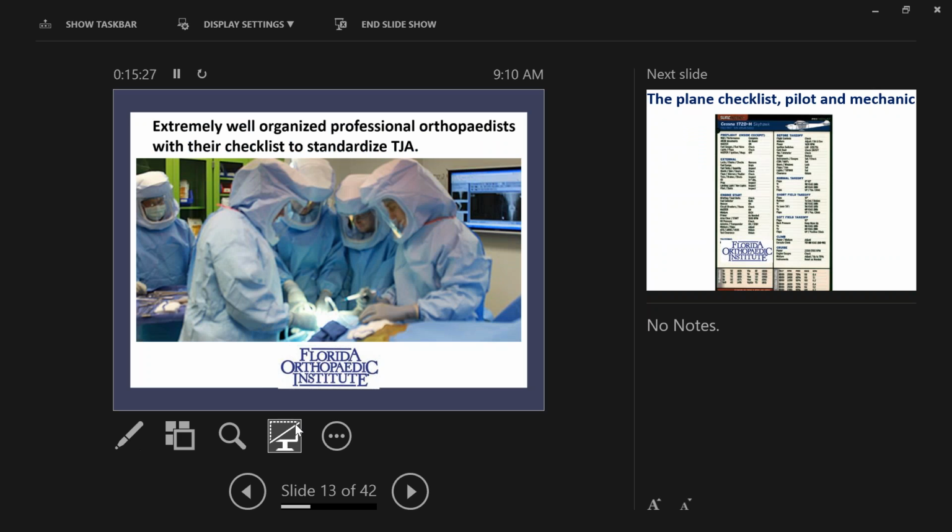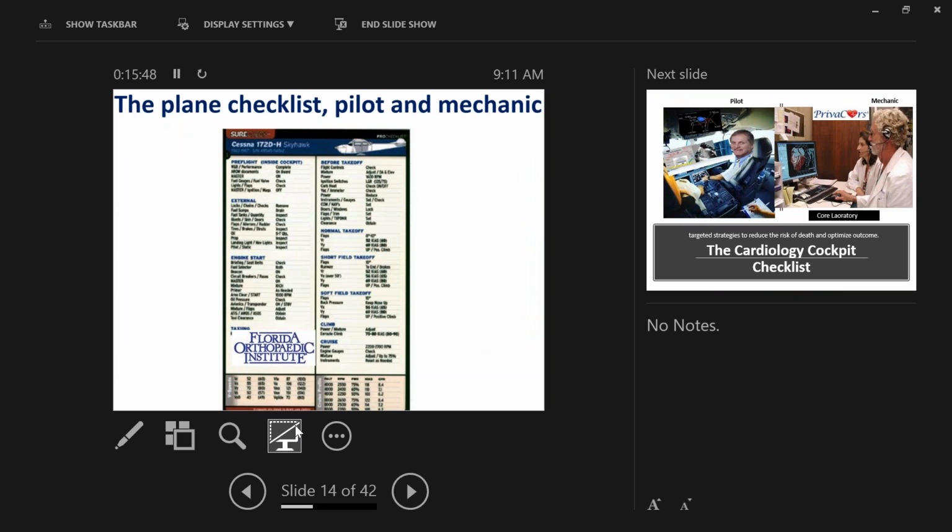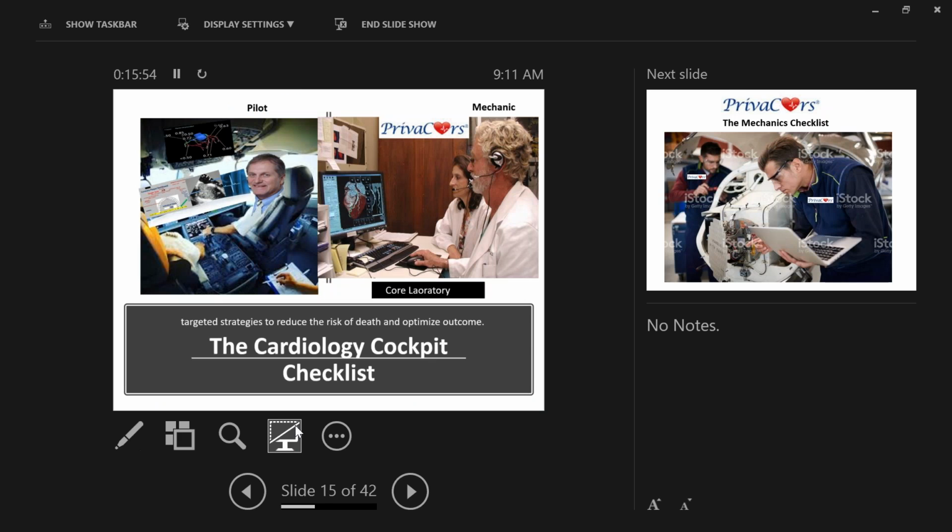We know that the pilot has a checklist, and so do the orthopedists. And they're extremely well organized. Professional orthopedists, they do their checklist, and they want to standardize total joint arthroplasty, and they do a great job. And so here they are operating the plane checklist. There's a pilot checklist, and there's a mechanic checklist. And so here's the pilot, and there's a mechanic. So I'm the mechanic in this particular row, and I'm targeting strategies to reduce the risk of death and optimize outcome. That's my goal.